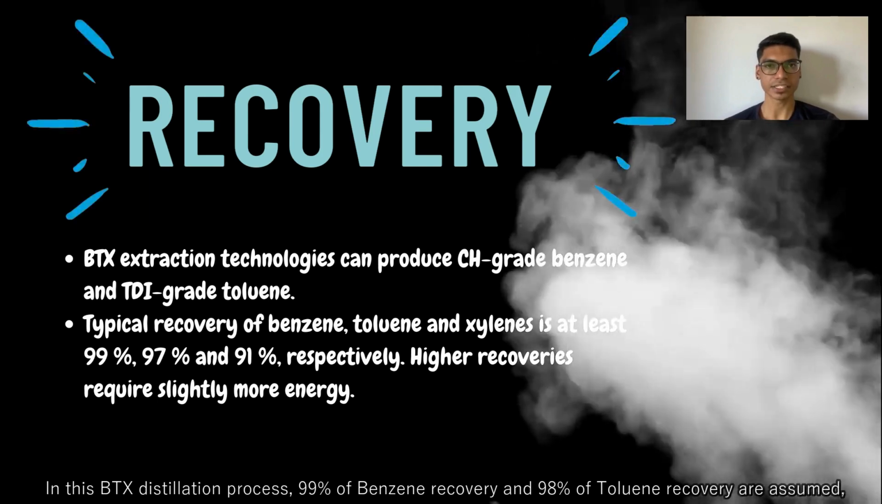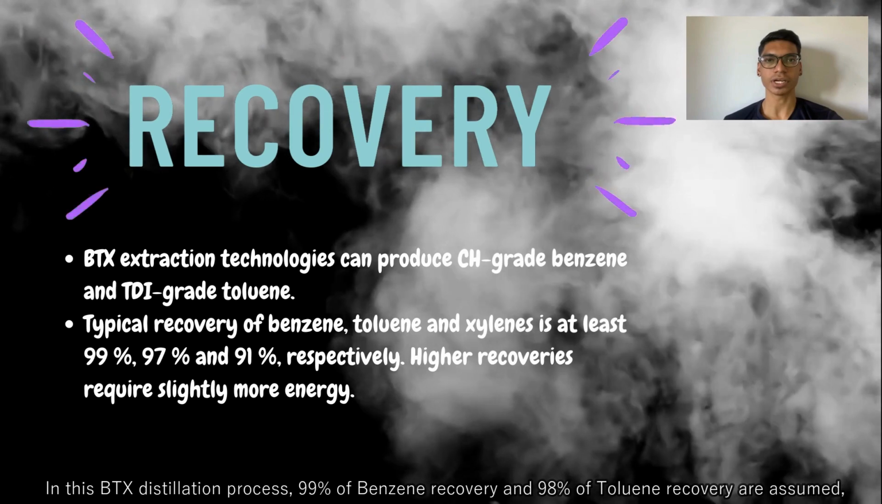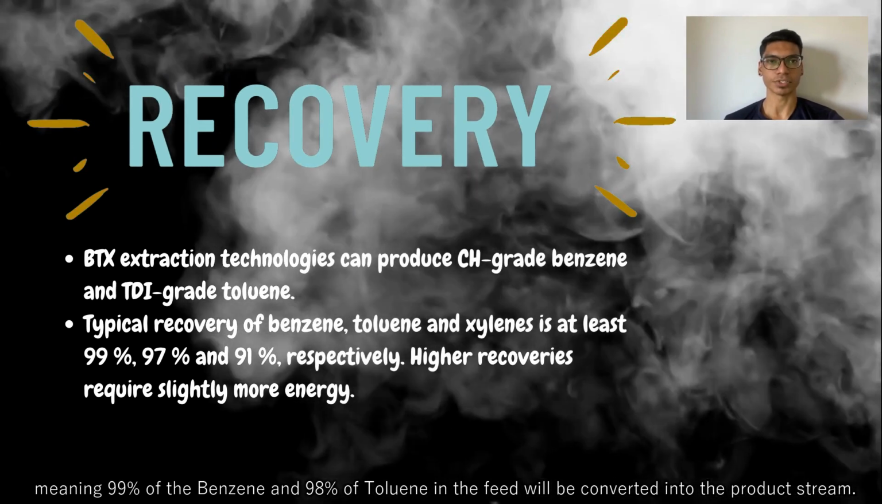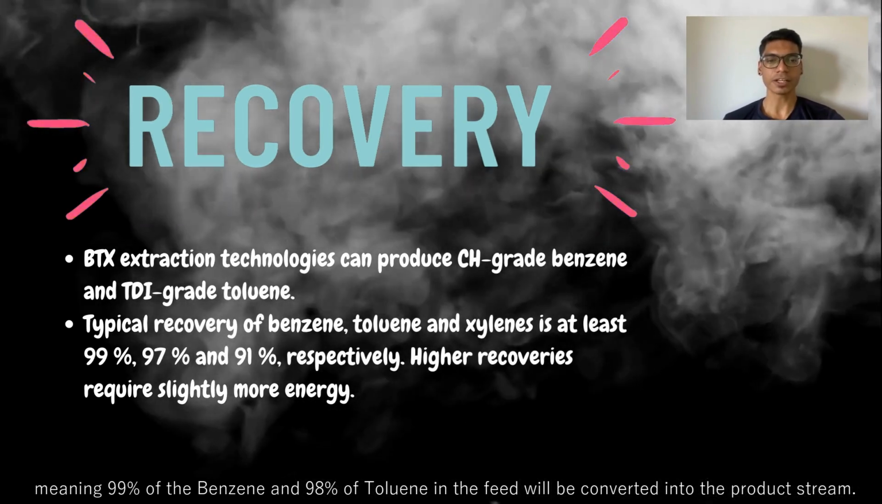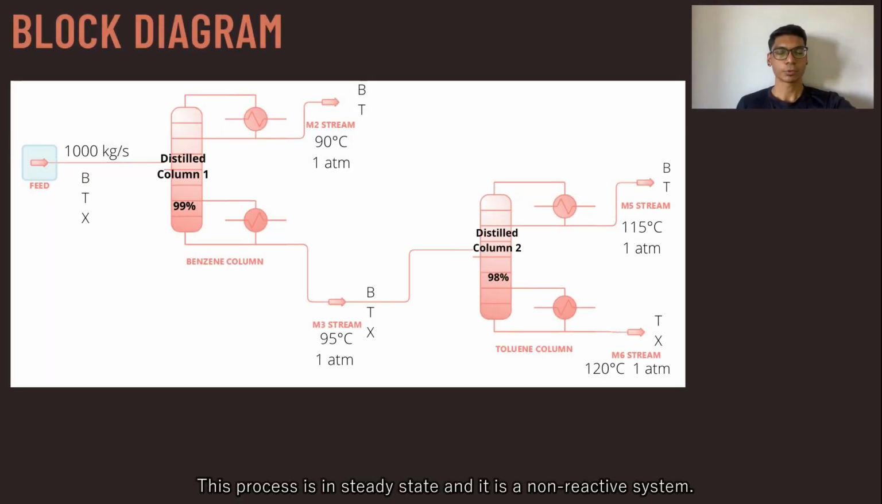In this BTX distillation process, 99% of benzene recovery and 98% of toluene recovery are assumed, meaning 99% of the benzene and 98% of toluene in the feed will be converted into the product stream. This process is in steady state and it is a non-reactive system.